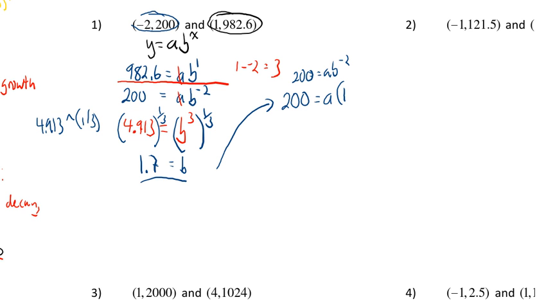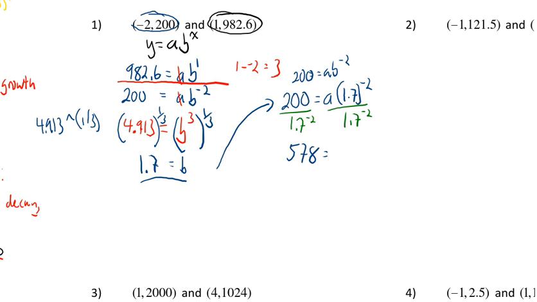And now all I have to do to get a by itself is just divide both sides by 1.7 to the negative 2 power. And can somebody give me that value? And no special brackets required here. You should get a nice answer if you did it correctly. 578. Good. Your A is 578.